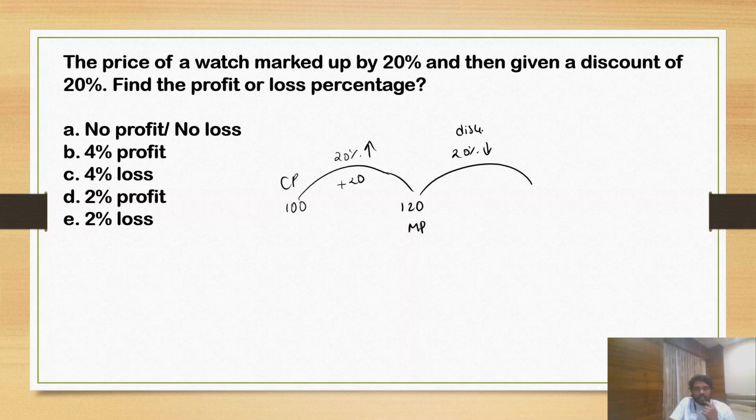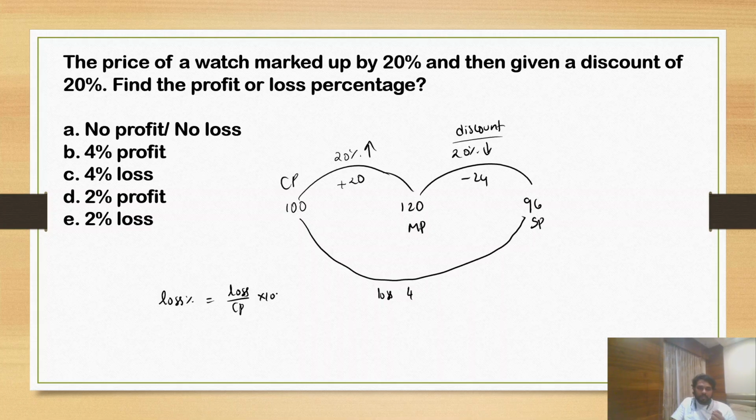Discount, correct? The discount is given on the marked price 120, at 20%. So 10% of 120 is 12, 20% would be 24. So 120 minus 24 is 96. This is the selling price. He bought it for 100 and sold it at 96, which means he got a loss of 4 rupees. Loss percentage is loss by cost price into 100, so 4 by 100 into 100 is a 4% loss.